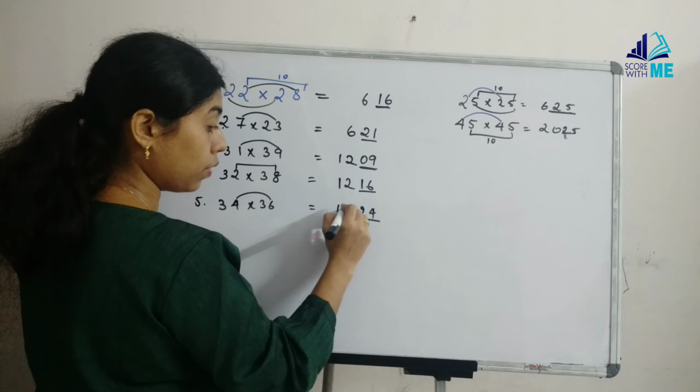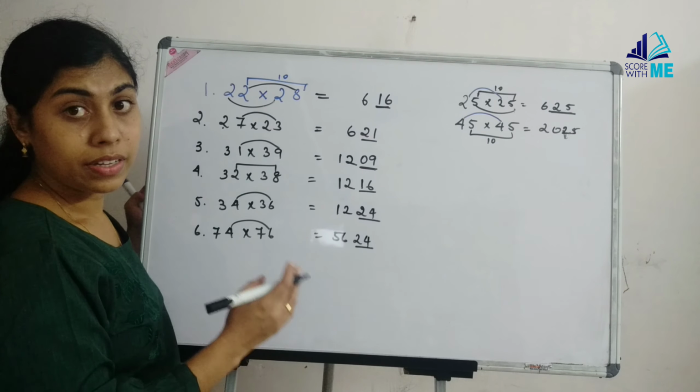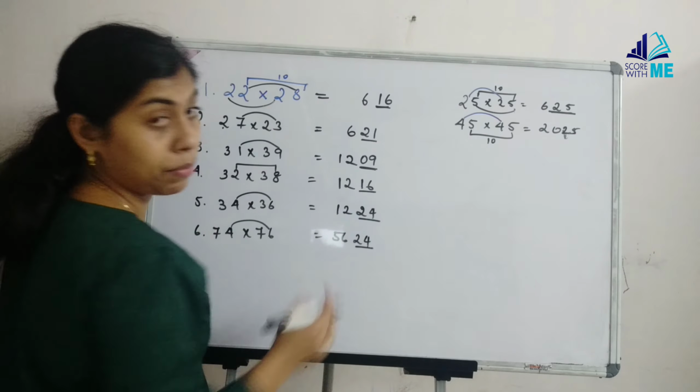Okay, if we are going to go with 74 into 76, 4 plus 6 is 10. So the product will be 4 6s are 24 here, and 7 8s are 56. 7's next number multiplied. These are the numbers which follow the same pattern.